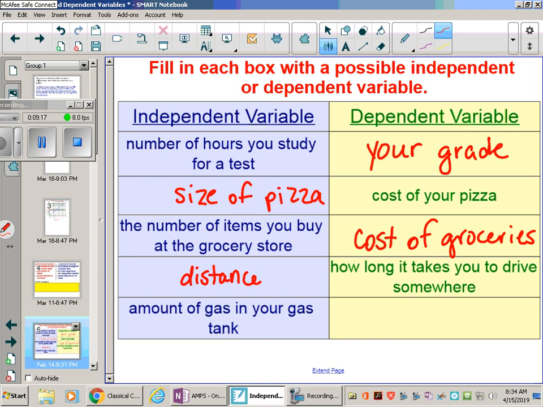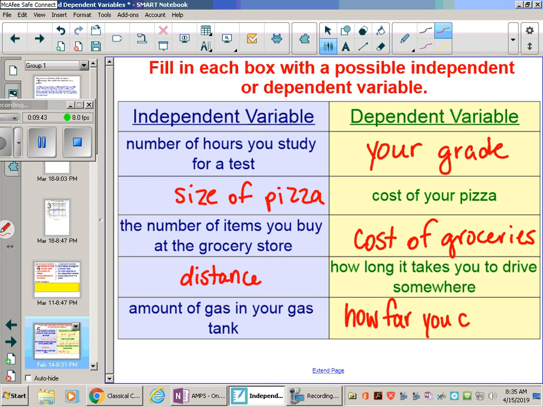And last but not least, if our independent variable is the amount of gas in your gas tank. So once I know how much gas is in my gas tank, what can I decide? Well, I might decide how far I can drive, or I might decide how long it is until I need to stop for gas. Either of those could be my dependent variable. I'm going to put how far I can drive.